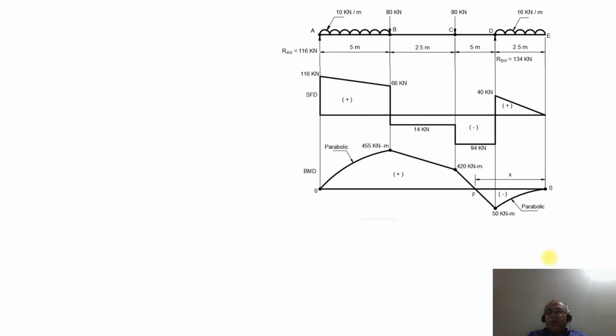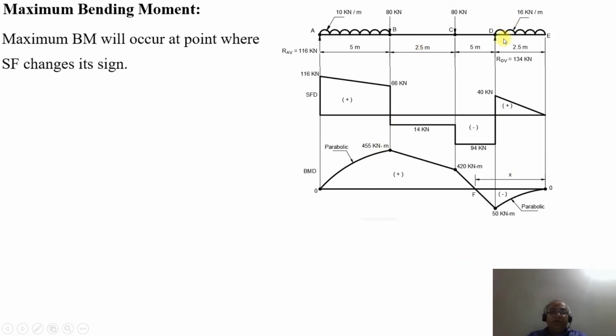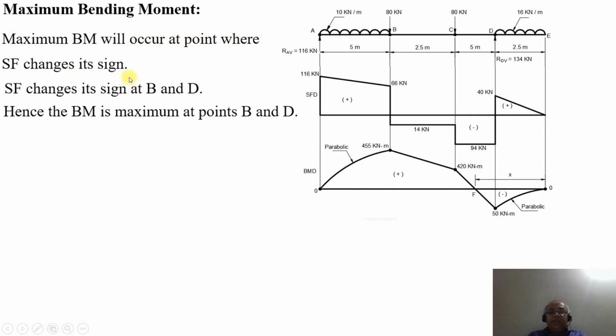Once you see this, we need to find out what is going to be the maximum bending moment. The maximum bending moment will occur where the SF changes its sign. The SF changes its sign at the point B and also at the point D. So the maximum bending moment will occur at a point where SF changes its sign, at B and D. Hence, the maximum bending moment will be at the points B and D.